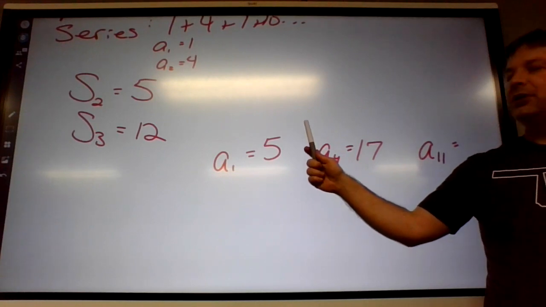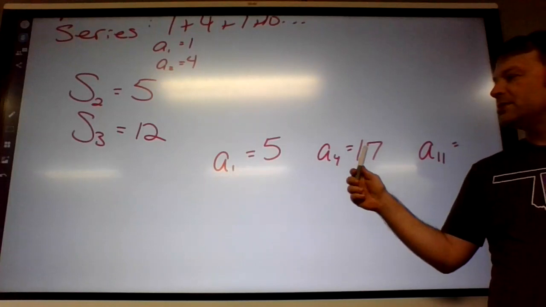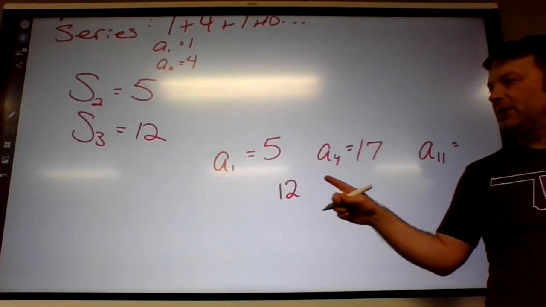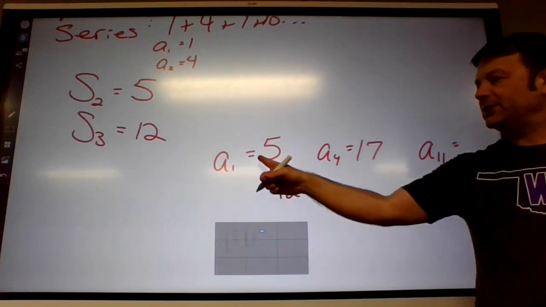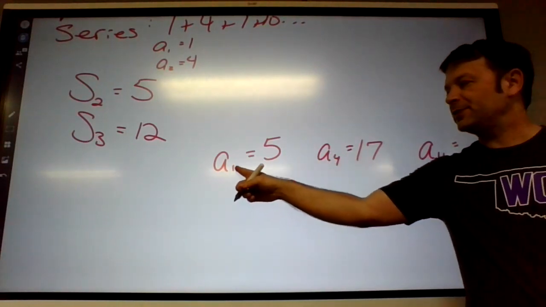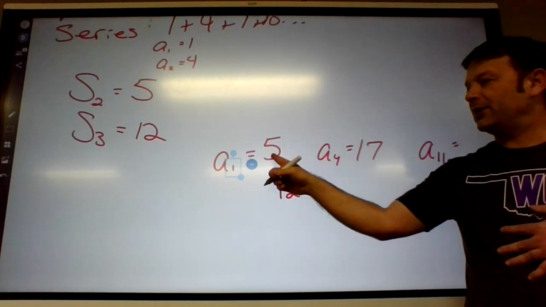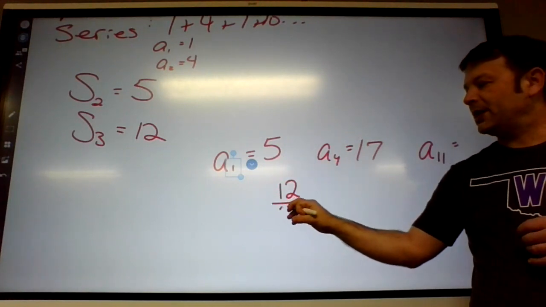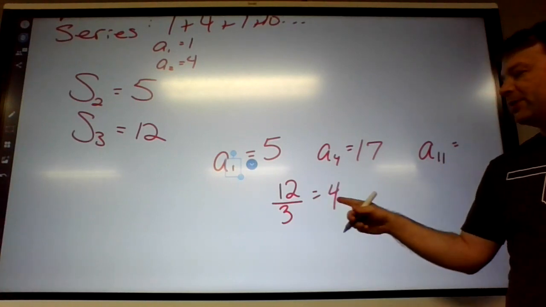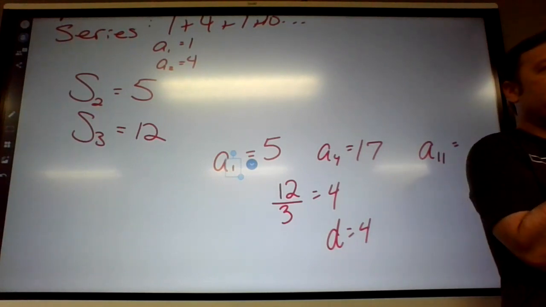Okay, well, how far is it from 5 to 17? Let's start with that. 12. Does that mean they're adding 12 every time? No. Why would we divide by 3? Because there's 3 steps from the first term to the fourth term. So whatever the difference is between there, if you divide it by 3, that will tell you what each step must have been. 4. So we call this the common difference. You guys remember that? The difference is 4. So each step is 4.